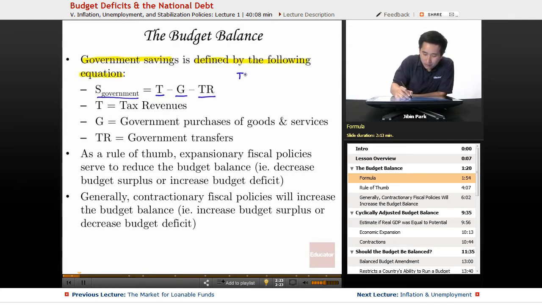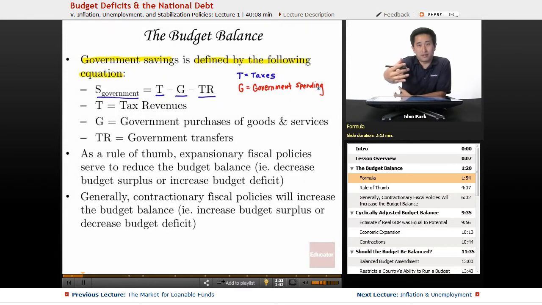T equals the taxes. So all the taxes that are coming in, whatever form, whether it's the federal income tax, the estate tax or gift tax, or any type of tariff, that's the amount of money coming in. G is going to be government spending. So this is all the money that's going out, that's being spent on different goods and services. That's an expense to the government, so that's why it's negative, whereas taxes are positive.